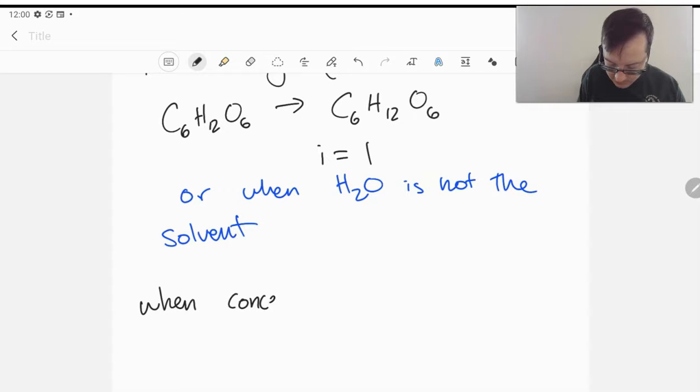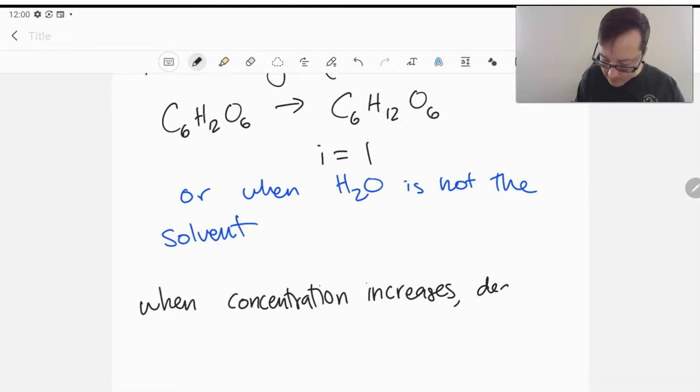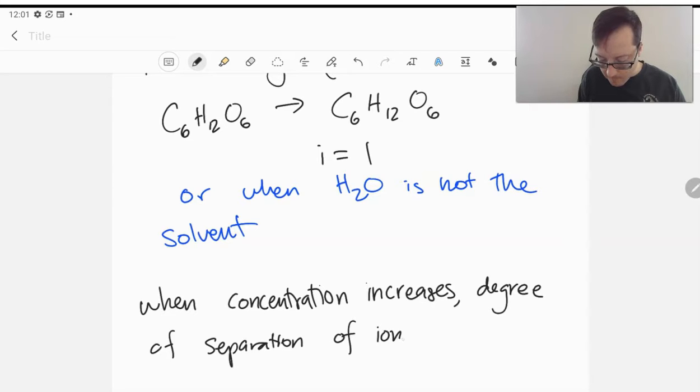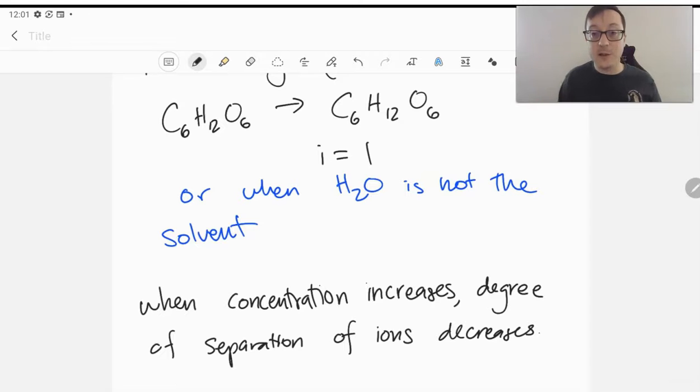So when the concentration goes up, the degree of separation of ions decreases. So we have an inverse relationship here. If we're increasing the concentration of our solution, we're going to see that it's very much harder to separate the ions. Even if they're fully dissolved, they may not be as separate. They may not behave separately.